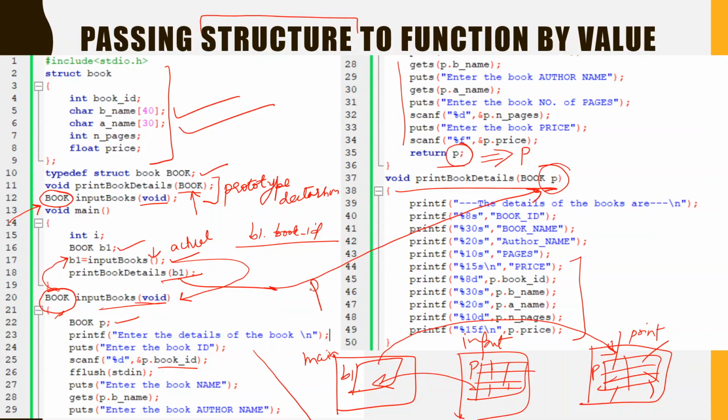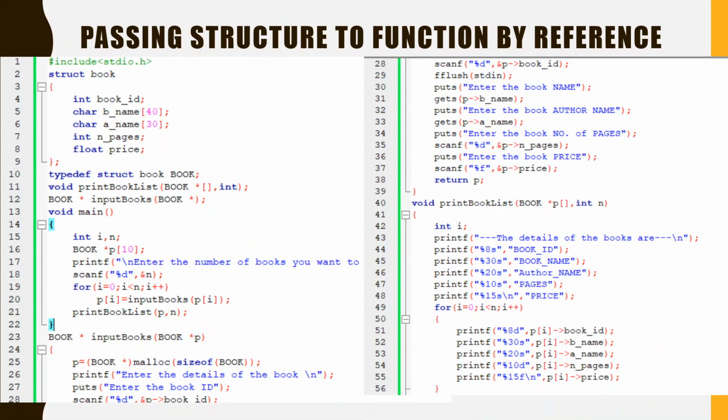So this is pass by value, and here you can see that this return gets copied to this book. So this is return by value. This is a pass by value and return by value example.